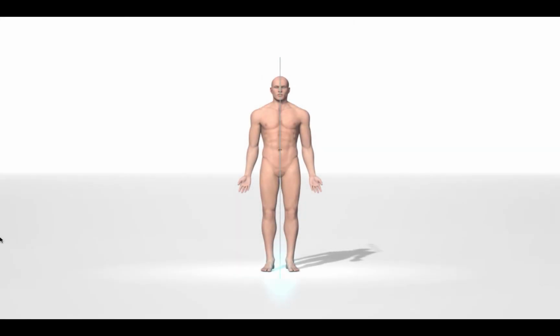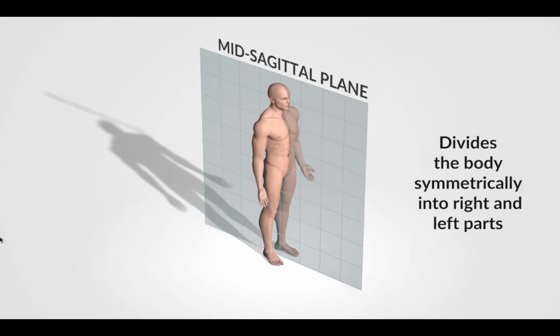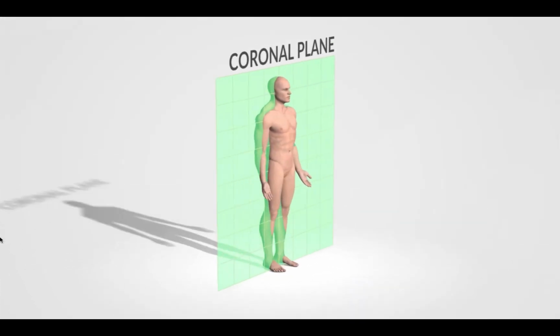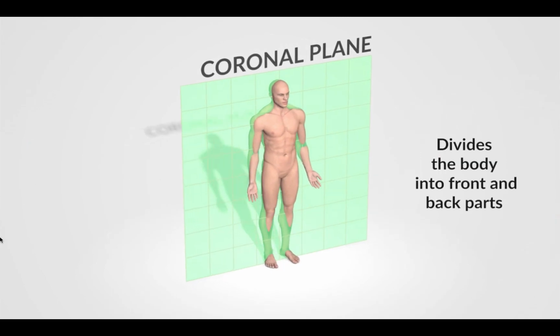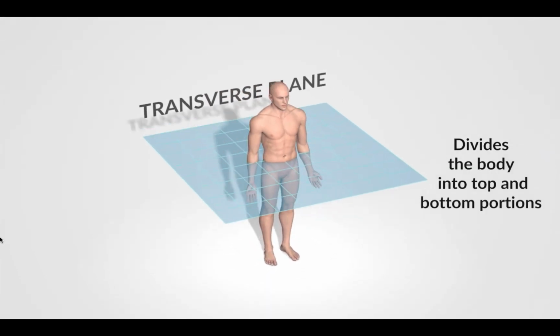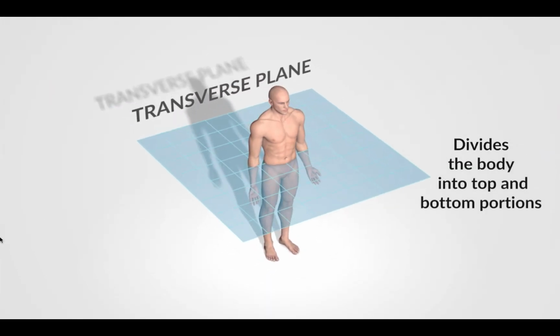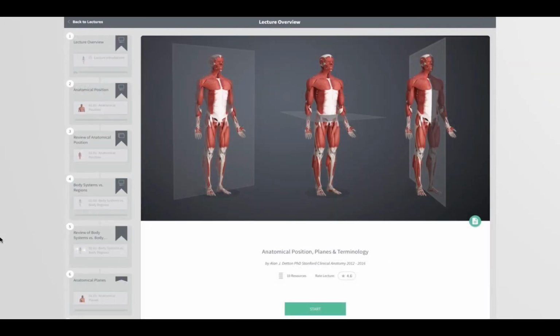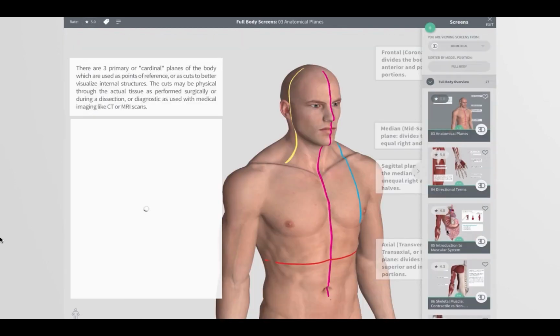The mid-sagittal or median plane is a vertical plane that divides the body symmetrically into right and left parts. The coronal or frontal plane is also a vertical plane, but divides the body into front and back parts. The transverse plane is a horizontal plane that divides the body into top and bottom parts. You can learn more about these terminologies through our published lectures and screens.